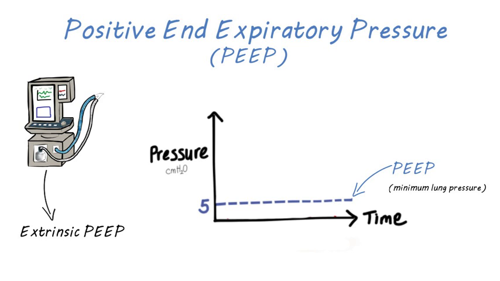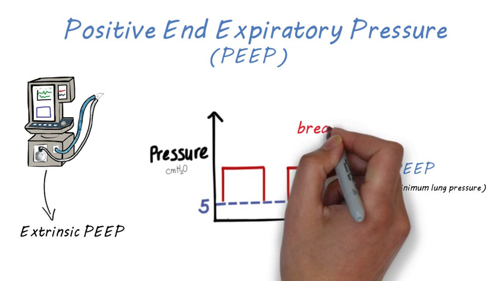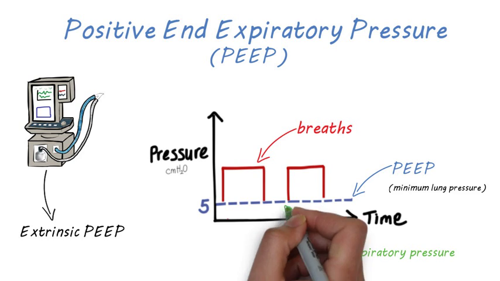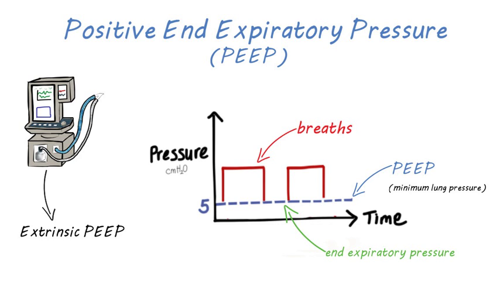In this graph, the minimum pressure is 5. Any pressure generated with inspiration will be added on top of your PEEP value. With normal exhalation, the end expiratory pressure following end exhalation on a ventilator should be equal to your set PEEP value, here a value of 5.